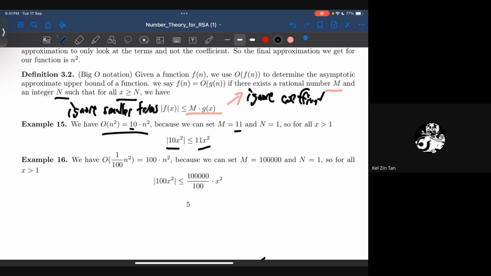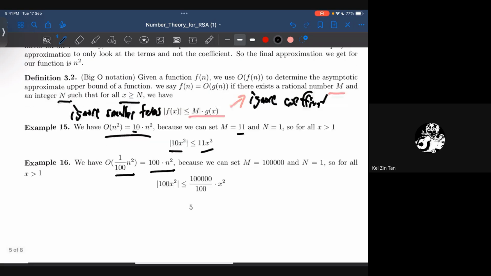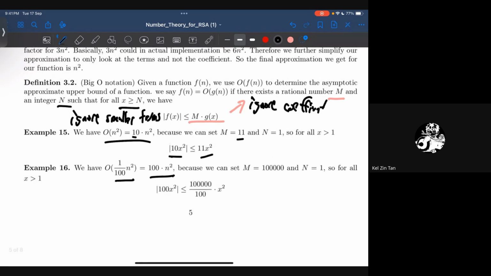So for this case, we have this part equal to this part. Why is this the case? Because you notice that we can set m to be this number. So this is 100,000 divided by 100. This will become 1,000. So 1,000 x squared will always be larger than 100 x squared. And in fact, this m coefficient, we can choose ourselves. We can make this as large as we want. We can make this 2 to the power of 1,000. That is fine. So yeah.